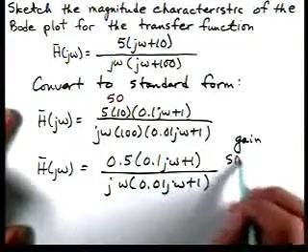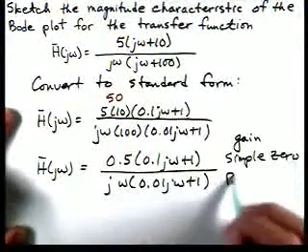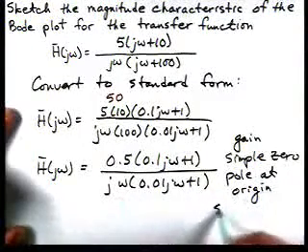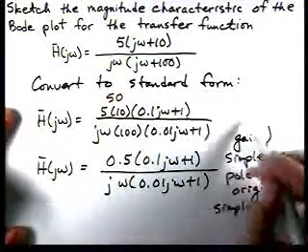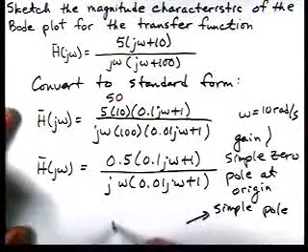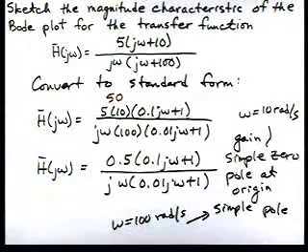We have a simple zero. From this term, we have a pole at the origin, which is this one. Then we have a simple pole. The zero is at ω = 10 radians per second, and the simple pole is at ω = 100 radians per second. So now we'll look at the characteristic of each of those, then we'll add them all up to get the Bode plot of the magnitude characteristic of this transfer function.